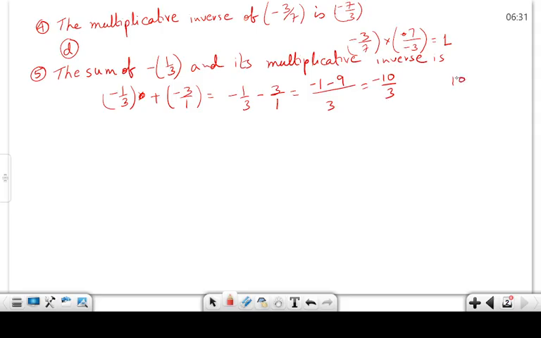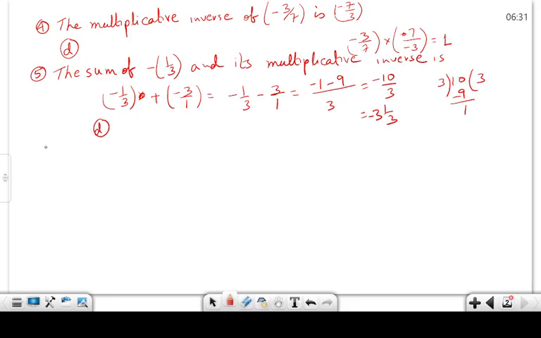If we divide 10 by 3, then we are getting 3 is 9, that is we are getting 3 whole minus 3 whole 1 by 3. That is our answer. Therefore the option is D. D option is correct.